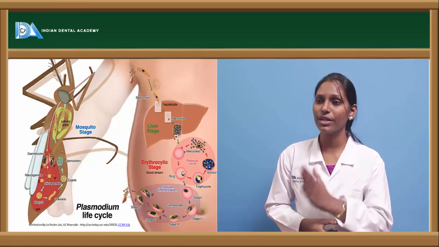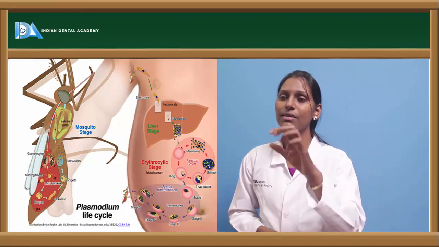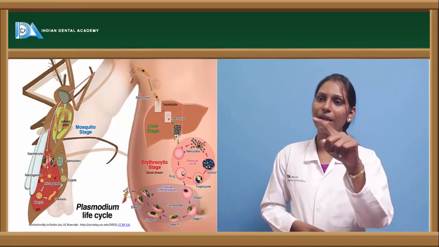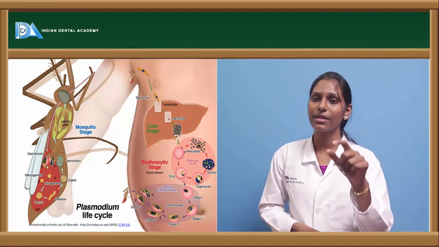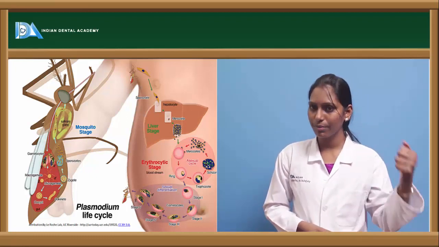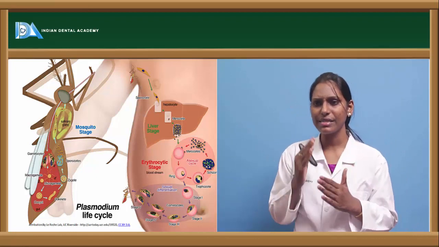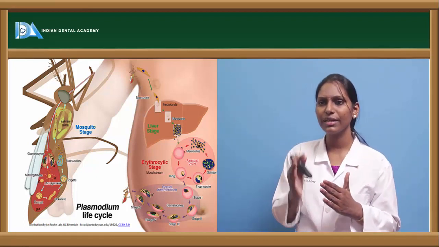One is the mosquito stage and the other is in the body of the human. In the mosquito stage, when the mosquito sucks the blood, the infected gametocytes present in human blood will be taken up by the mosquito. There they undergo changes, forming macrogametes initially, then microgametes.